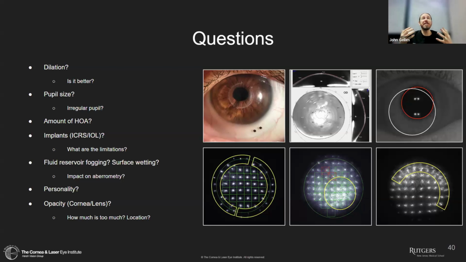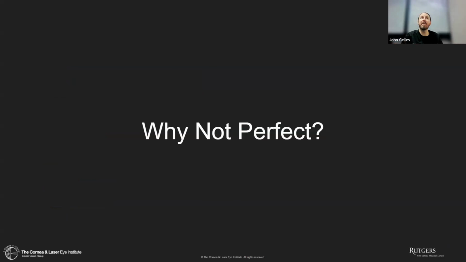Now, the next question is personality, right? How does personality affect this? Do people who are very laid back about their vision notice the change? Do people who are intensely or hyper aware of their vision think that this is not enough? We don't know yet. And then what's the impact of opacity in the cornea or the lens? How much is too much and what location matters the most?